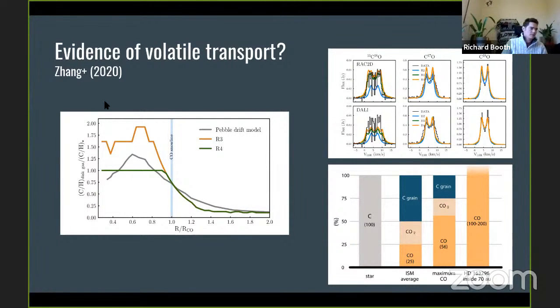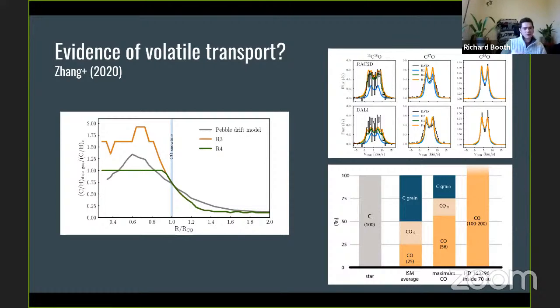Okay, before we do that, it's worth commenting that there have recently been claims of evidence that radial drift may be enhancing the carbon abundance or the CO abundance in protoplanetary disks. These are some results from Zhang et al. What they did was look at the CO lines in the disk HD 163296 and derive a profile of essentially the CO abundance as a function of radius in that disk, where the CO snow line is. And you could see a drop in the CO abundance across the CO snow line.